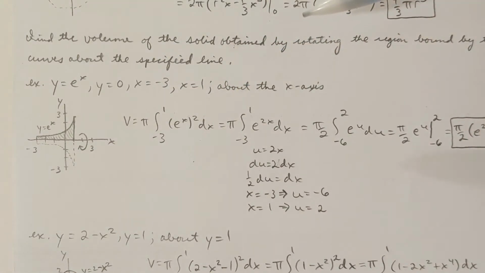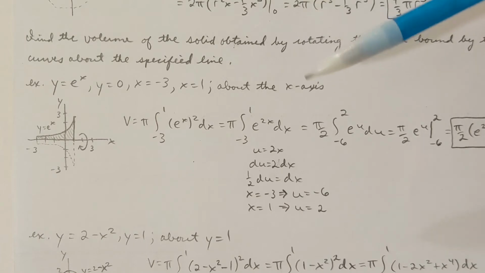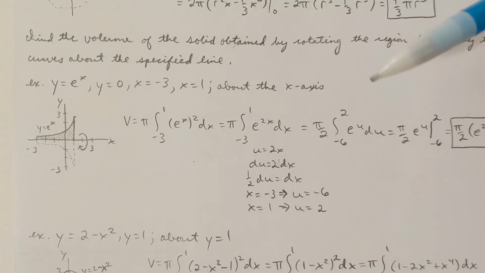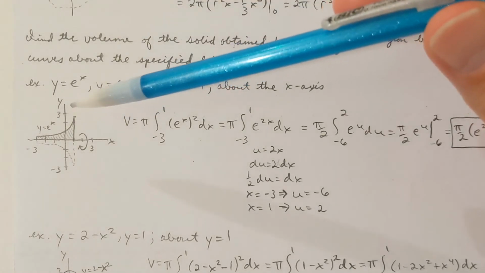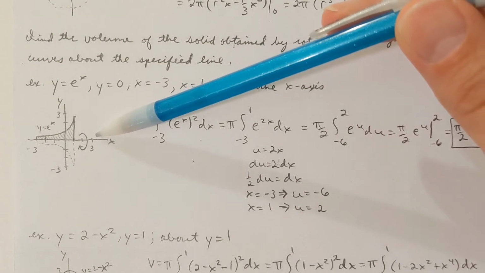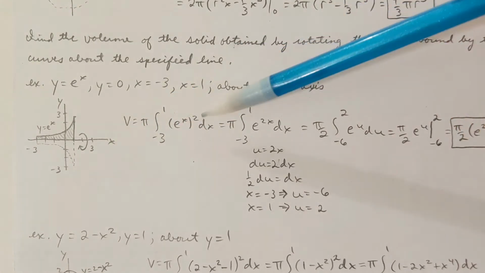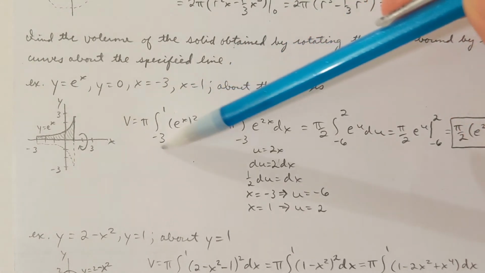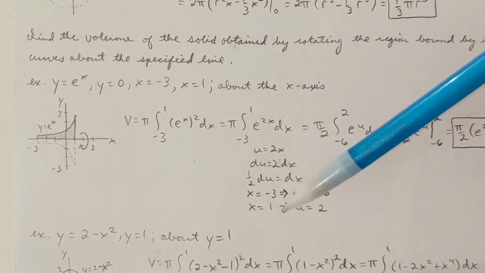By the way, for a lot of these problems there might not be a graph there. It's a good idea to draw the picture so that you can identify what's the top curve, what's the bottom curve, and what you're rotating about. It helps to have a visual. Here's my picture, and because I'm rotating this about the x-axis, I know right away I'm going to have an integral set up in terms of x.